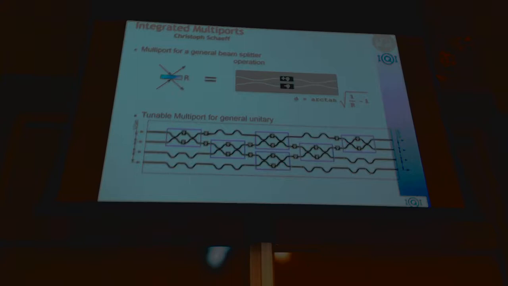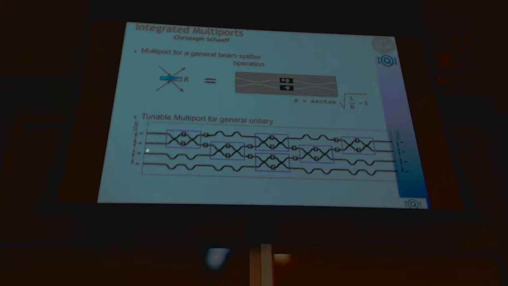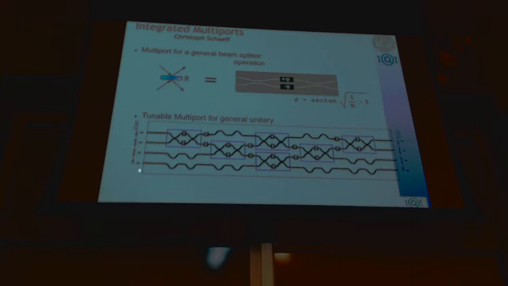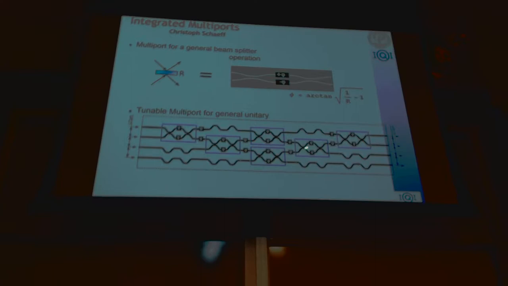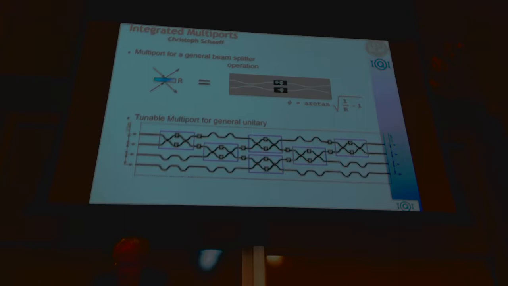And here you see the scheme of a general 4x4 tunable multiport for a general unitary operation in this 4x4 space, where you have a photon or whatever is coming in in any state you want, and you can get out in any state. Now you can see that these things are not simple to build. They require many elements and so on, and that is the experimental challenge.